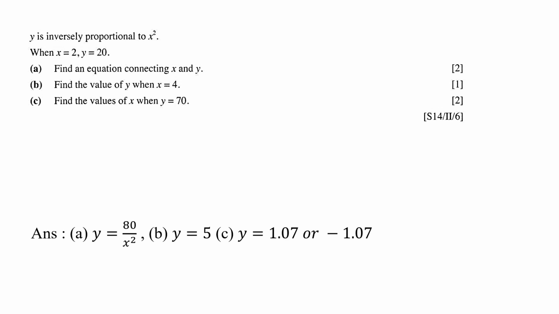The next question is also a question on inverse proportion. It's an N-level question from 2014. There are 3 parts, A, B, and C. Part A is to find the equation. Part B is to find the value of y when x is 4. Part C is to find the values of x when y is 70. Why is it values of x and not value? Because if you look at what you're given, y is inversely proportional to x squared. That means y is equal to k over x squared. Because of this, there are 2 possible values of x. That's why it says for part C, find the values of x.